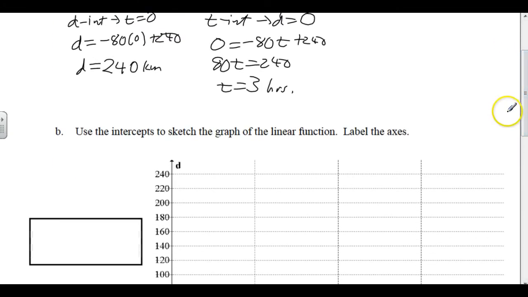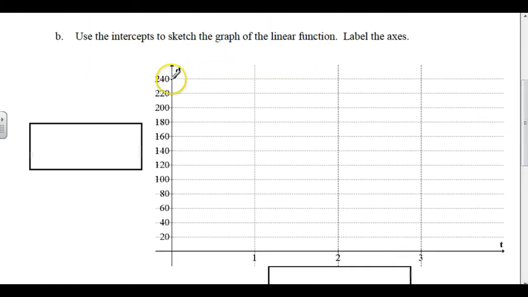Use the intercepts to sketch the graph of the linear function. Label the axes. So we have a d-intercept of 240. We have a t-intercept here. This is time. And anytime you give time, you've got to say what it's in, hours. And this is distance in kilometers. And this whole graph is distance from Calgary.